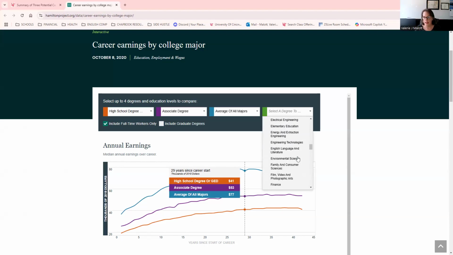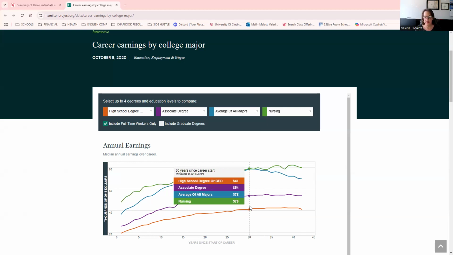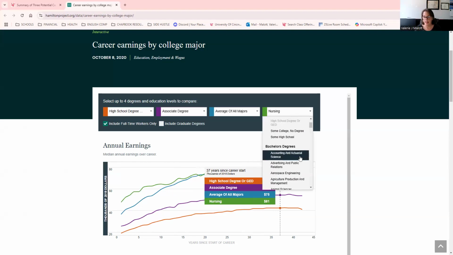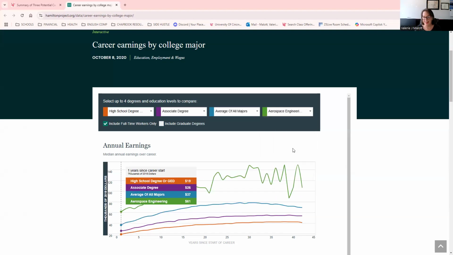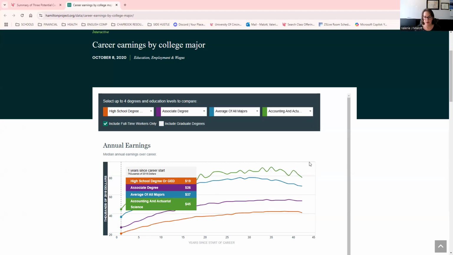So again, let's see if they have nursing. Yes. So again, we put nursing in there. We have even the potential of making more money, right? If anybody is in, let's see, do they have aviation? No, they don't. Although they do have aerospace engineering, really a boost of income. Accounting is a popular one as well, and that's a boosted income.